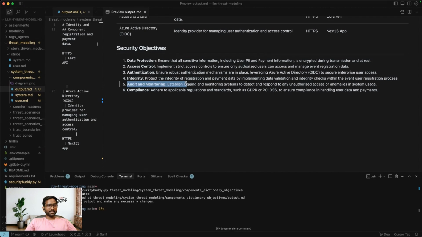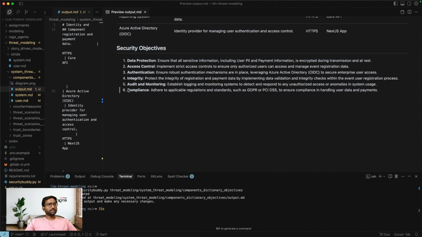Audit and monitoring: establish logging and monitoring systems to detect and respond to any unauthorized access and anomalies. In large part, this is going to be palmed off to AWS or Azure in this case. However, it is a good thing to keep in mind. Perhaps we should talk about maybe using CloudWatch alarms, or maybe having Azure Monitor run some system checks that ensure that the correct users are able to access our platform or otherwise.